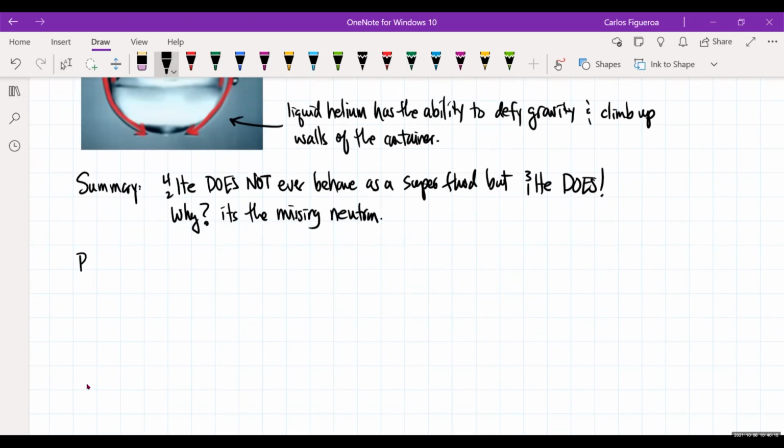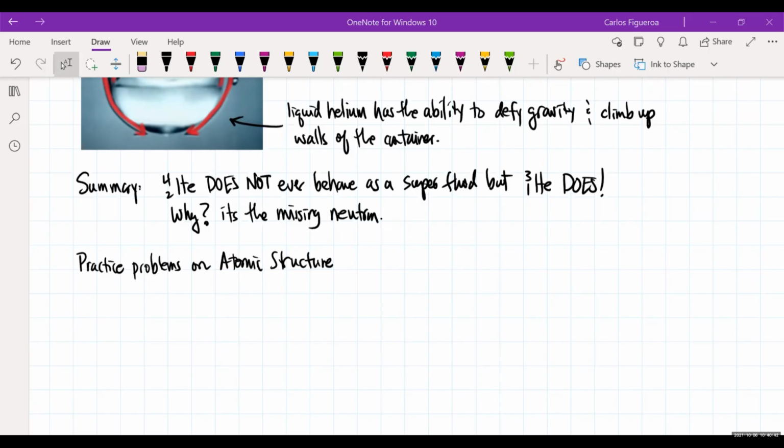And I want to look at some practice problems or questions on atomic structure. So you should be able to answer these solely through the periodic table. Okay, so let's check this out.